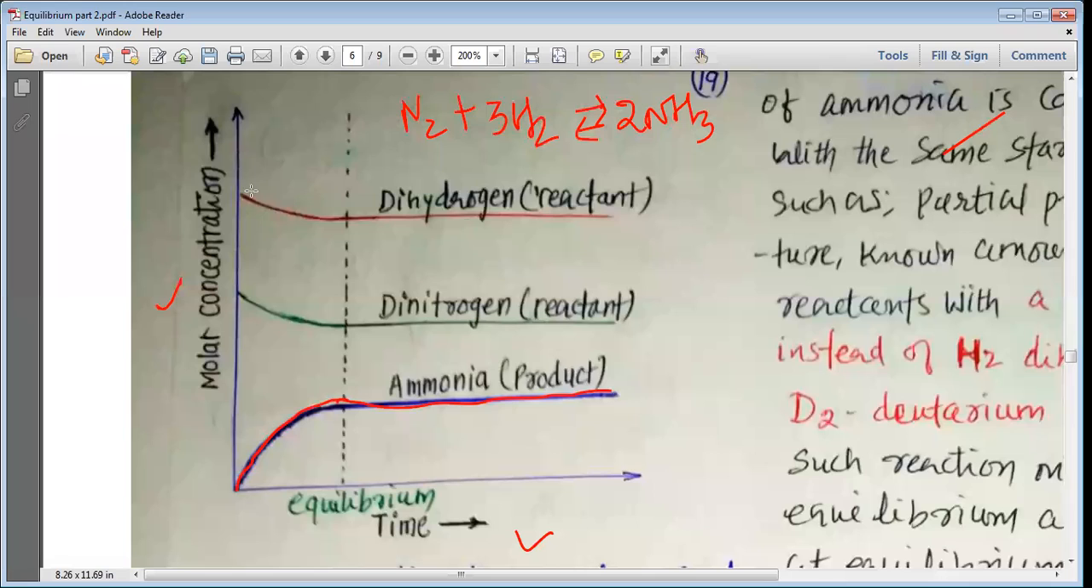Same way, the concentration of dihydrogen decreases, and then it gives the straight line. The concentration of dinitrogen even decreases to a certain extent, and then it gives the parallel line. So when the equilibrium has been established, all these three lines become parallel to each other because their concentration remains constant, and this is what we can easily understand from this graph.